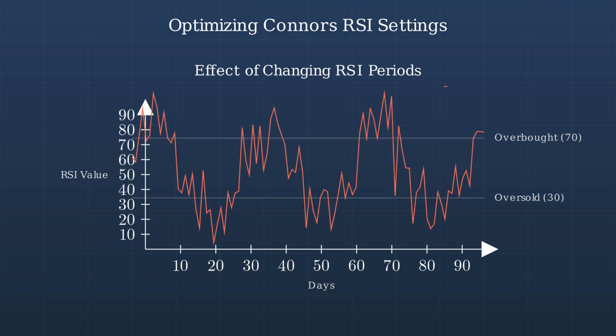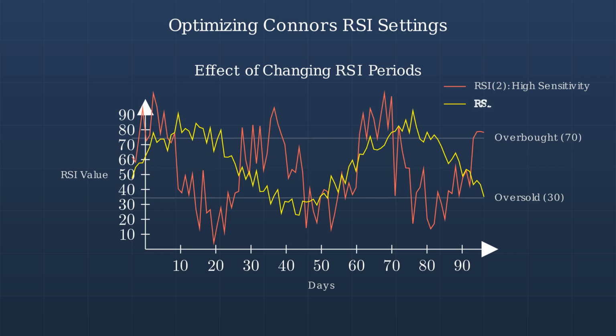The RSI with period 2 shown in red is more sensitive and generates more trading signals, but also produces more false signals. The RSI with period 7 shown in yellow offers a balance between sensitivity and reliability. The RSI with period 14 shown in green is much smoother and generates fewer signals but might miss shorter-term opportunities.